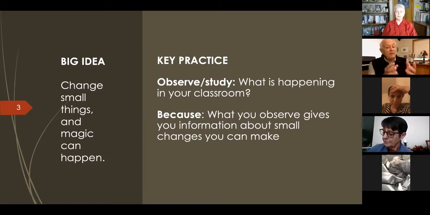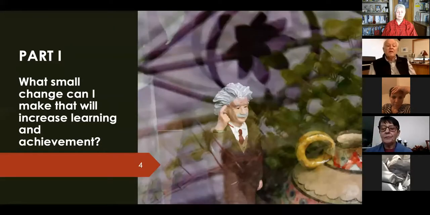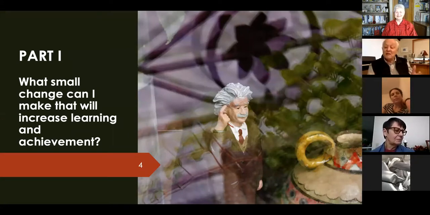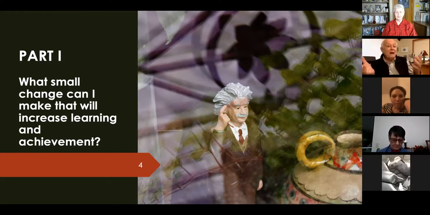The key practice that we're talking about is to always observe and study what's happening in your classroom, or if you're a parent, what's happening with your students. Because when you observe, it gives you information about small changes that you can make. So part one, I'm going to talk a little bit about what small change can I make that will increase learning and achievement. And we see Albert Einstein here, because this is not easy stuff. Nobody can tell you what to do. You kind of have to figure it out for yourself, and that's a really tough one.